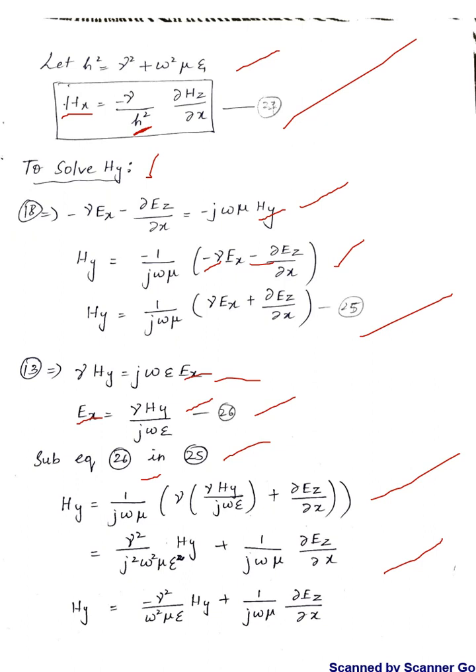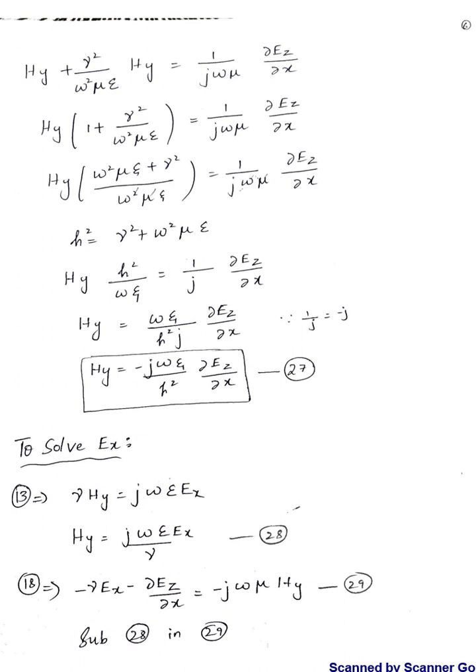After that, I'm going to replace j square by minus 1 and write the remaining equation as such. In the previous equation, this term was on the right hand side, so I'm bringing it to the left hand side. After that, I have Hy and Hy. I'm going to take it common and write this equation. And after that, I'm taking the LCM.